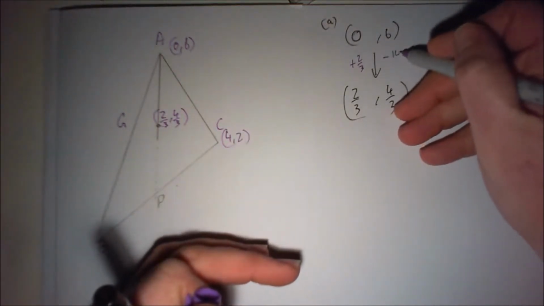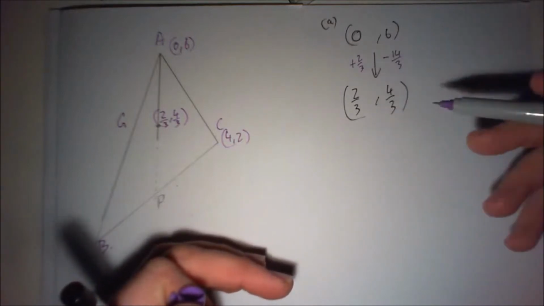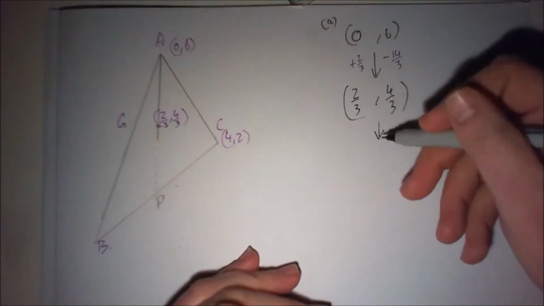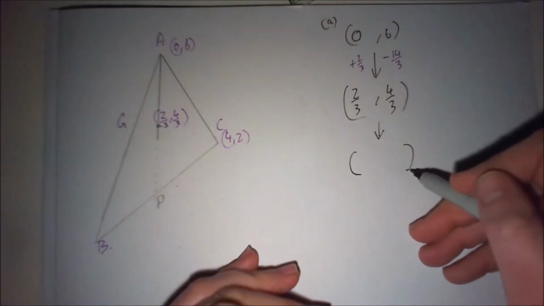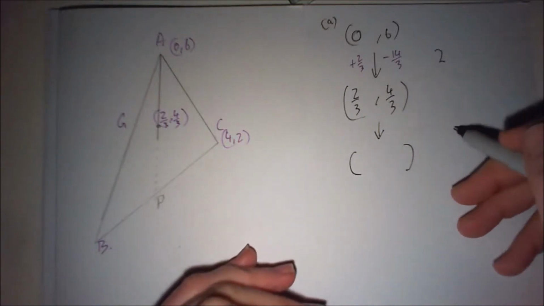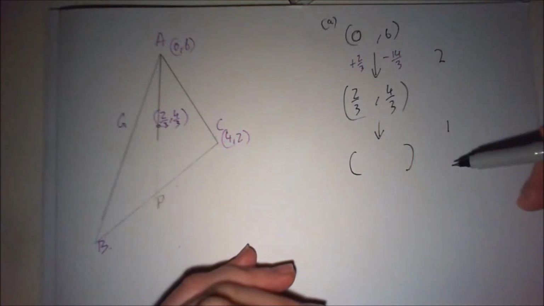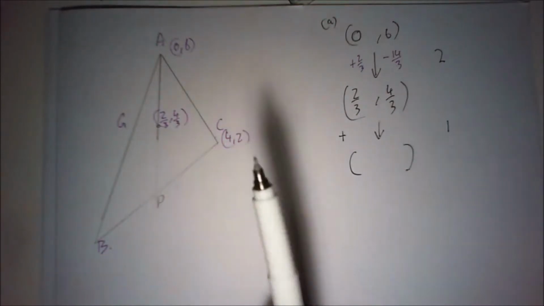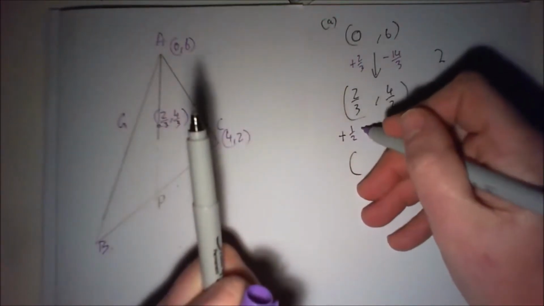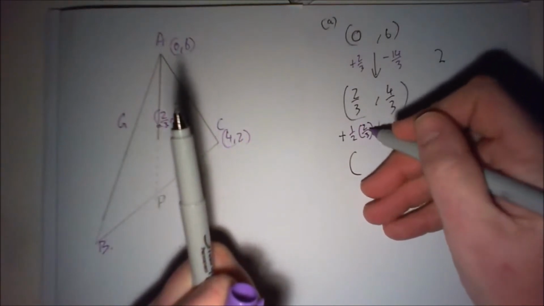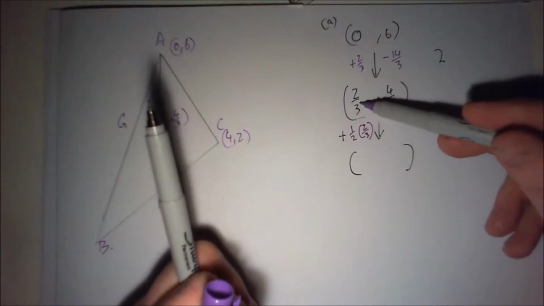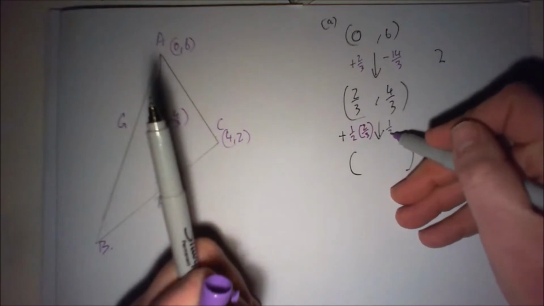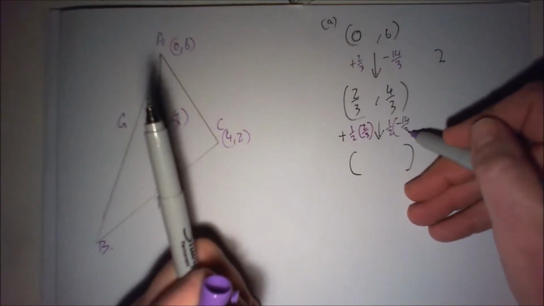Yeah, we've lost 14/3. So by logic, if it was the same distance again, you'd do the same thing, but it's not the same distance again, because this is a ratio of 2 to 1. So it's half the distance again. So really what I'm going to add on here is half of 2/3. It's going to be that plus half of 2/3, and on this one it's going to be the same thing. I'm going to add on half of minus 14/3.